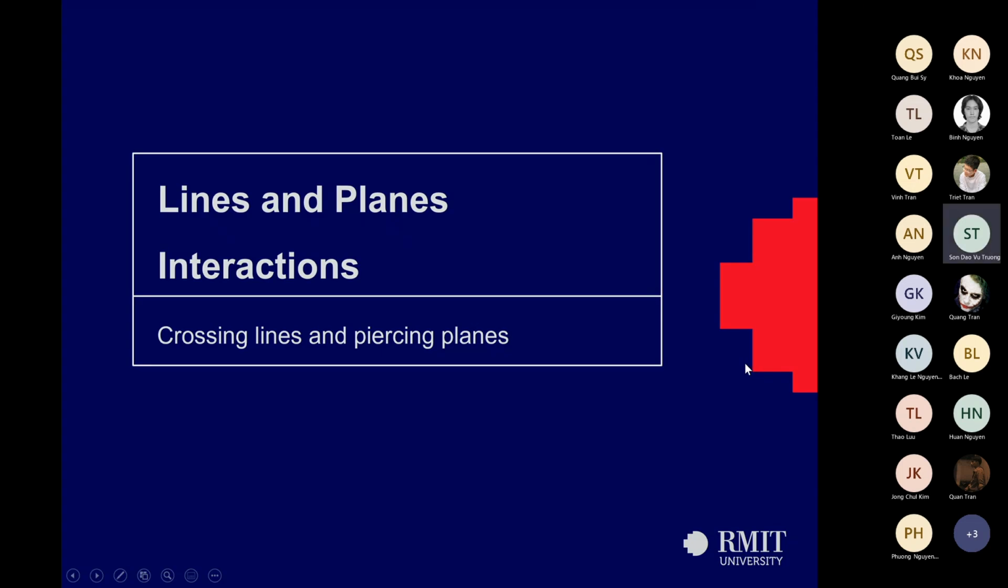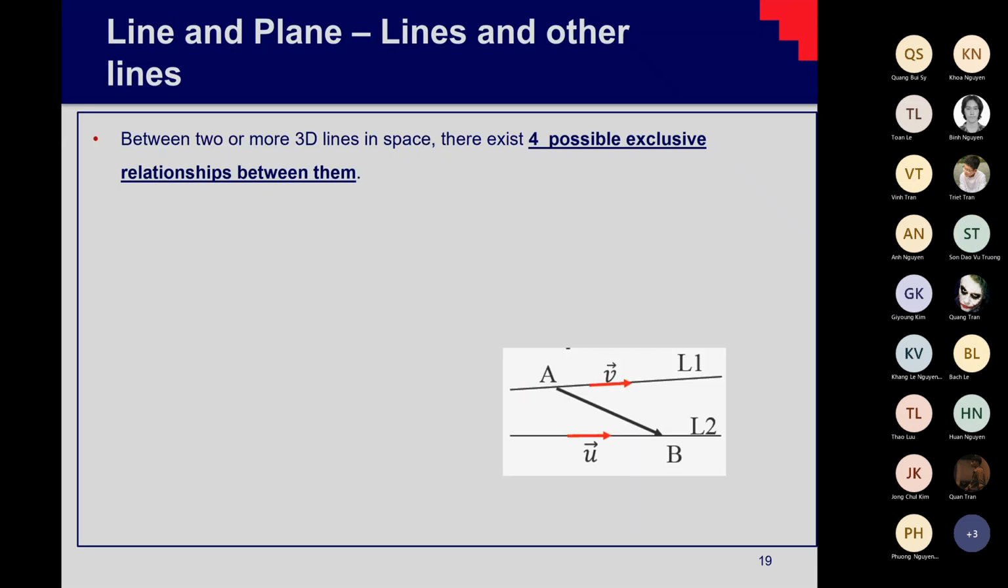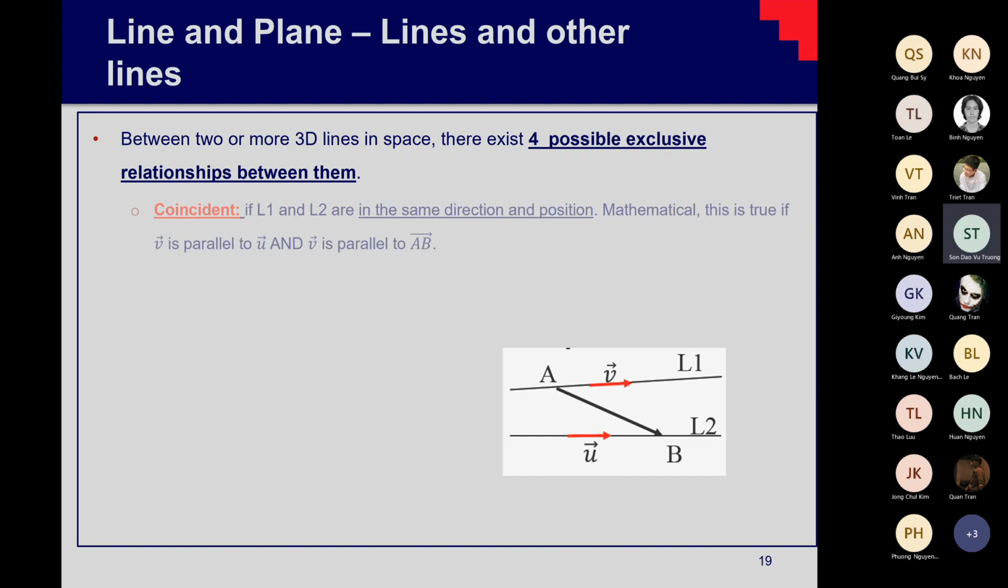All right, now we will learn about different kinds of interactions between lines and planes in 3D, including crossing lines and piercing planes, and so on. For the interaction between lines and planes, between two or more 3D lines in space, we have four possible exclusive relationships between them. The first one is coincident, if line number 1 and line number 2 are in the same direction and position.